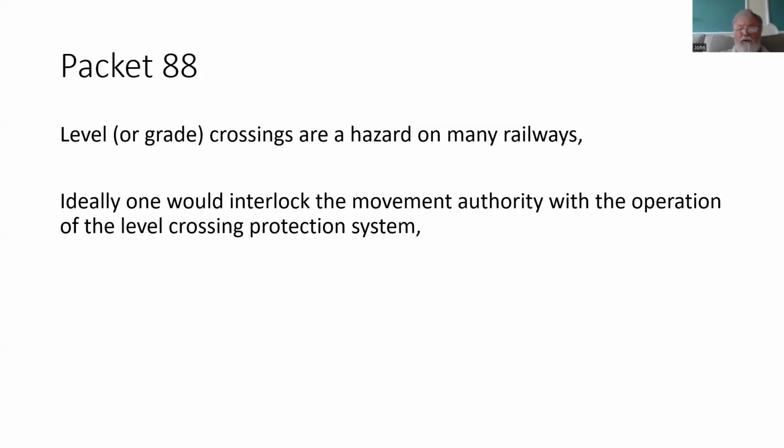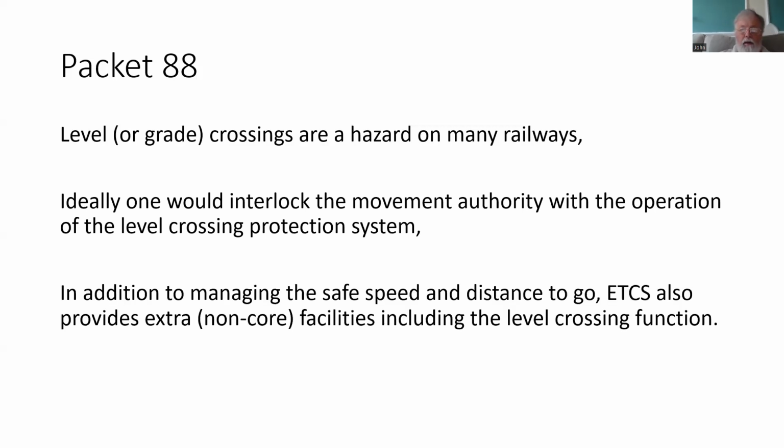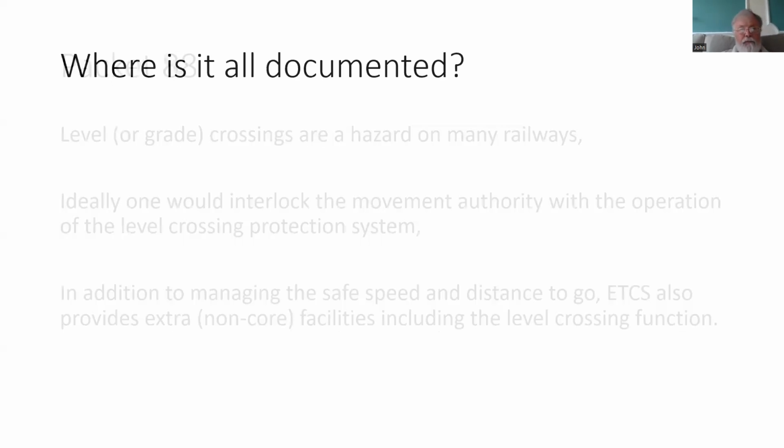Now, ideally, one would just interlock the movement authority with the operation of the level crossing protection system, so that if the level crossing is open to road traffic, trains cannot pass, and vice versa. ETCS has grown over time and has included a number of extra or non-core facilities, rather than just purely managing the safe speed and distance to go. And one of these functions is packet 88, the level crossing function.